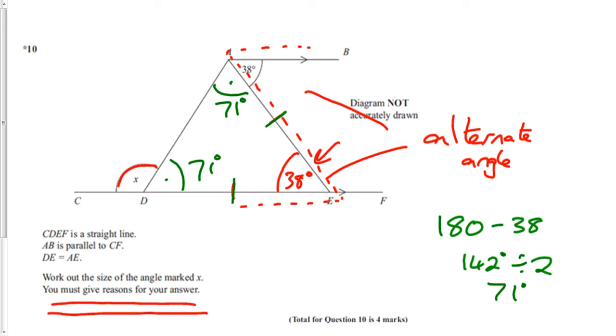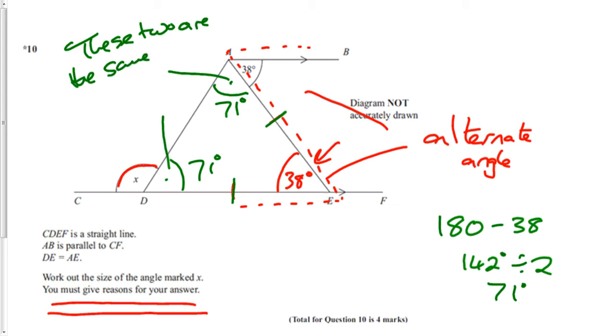Because I haven't given a reason for that, I'd need to say that these 2 are the same, and you're okay just to write it on the diagram as well. These 2 are the same as it is an isosceles triangle.